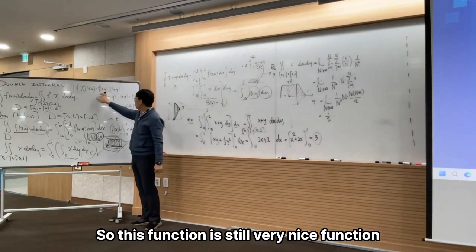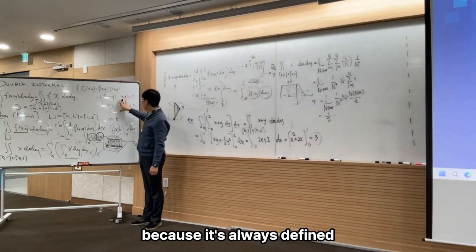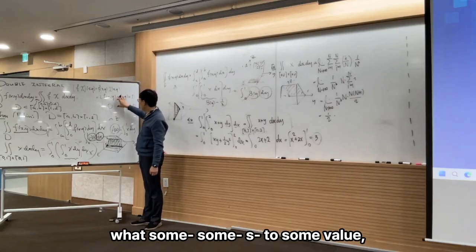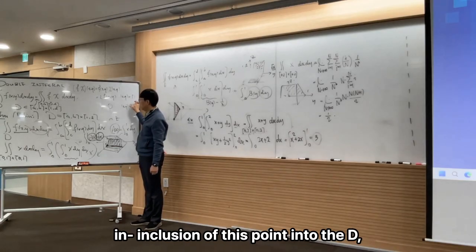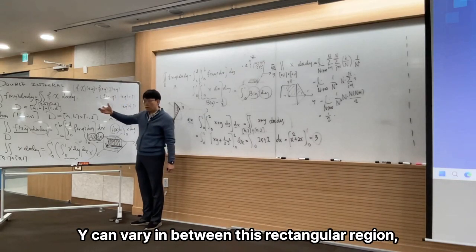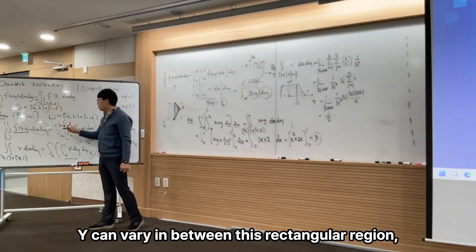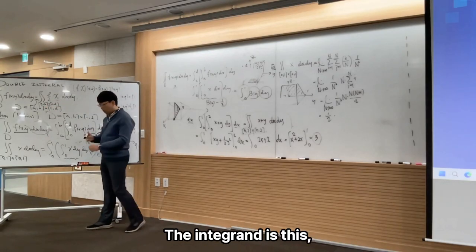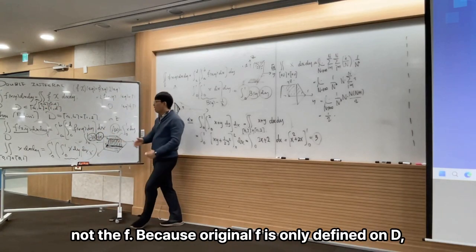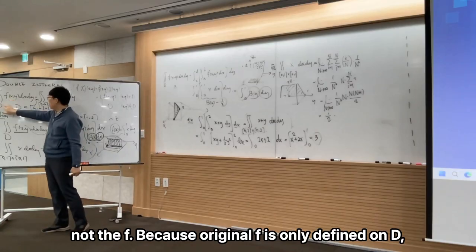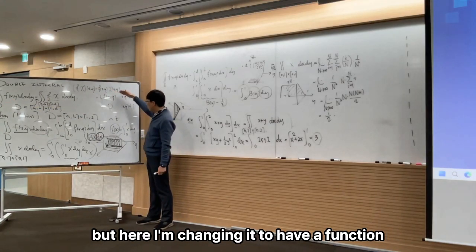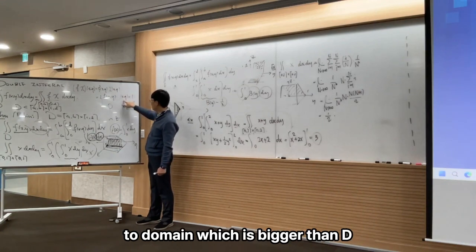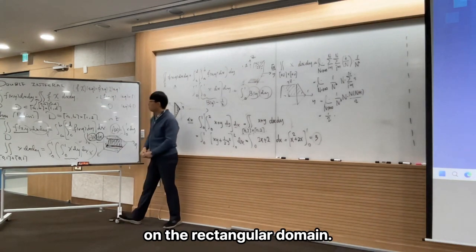So this function is still a very nice function because it's always defined, and it only differs by the inclusion of this point into D. But (x, y) can vary in this rectangular region, and I'm just changing the integrand, not the f, because the original f is only defined on D, but here I'm changing it to a function whose domain is bigger than D, on the rectangular domain.